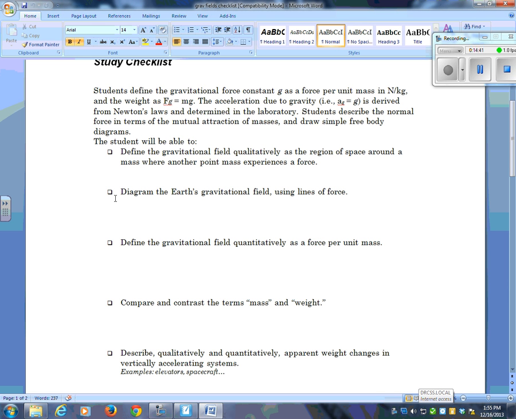Yeah, you have it right here. I handed it out at the start of the unit. If you use the rings, it should be there at the start of the unit.